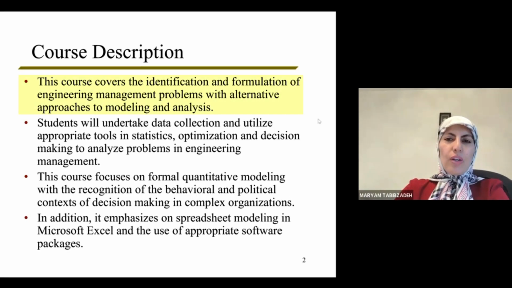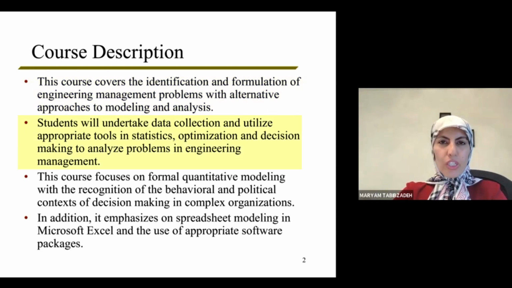Today, I wanted to talk about materials that we cover in MSE600, Decision Tools for Engineering Managers. It mainly covers the identification and formulation of different decision-making tools that are useful for solving engineering management problems. We talk about the importance of data collection and analysis of data, and then how it can be used and utilized in different quantitative analysis tools such as statistical analysis, linear programming and optimization, and decision making.